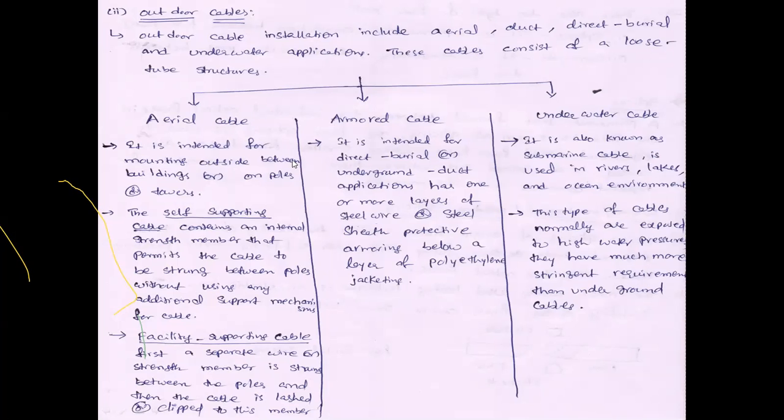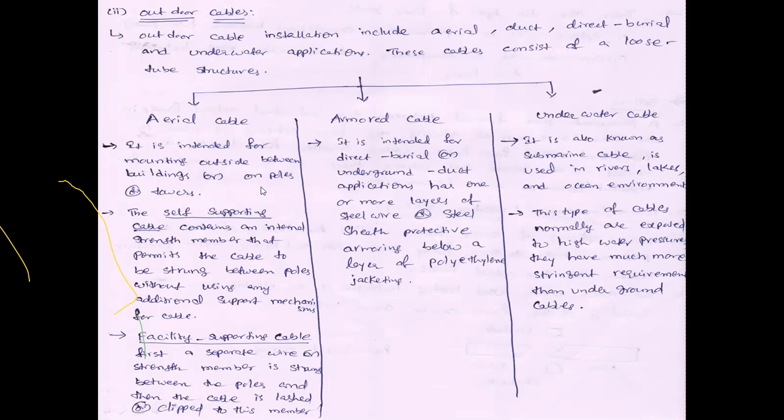The first one is aerial cable. It is intended for mounting outside between buildings or on poles or towers. That is, we are connecting this aerial cable from building to building outside, or through poles or through towers. The self-supporting cable contains an internal strength member that permits the cable to be strong between poles without using any additional support mechanisms. And it supports facility supporting cable.